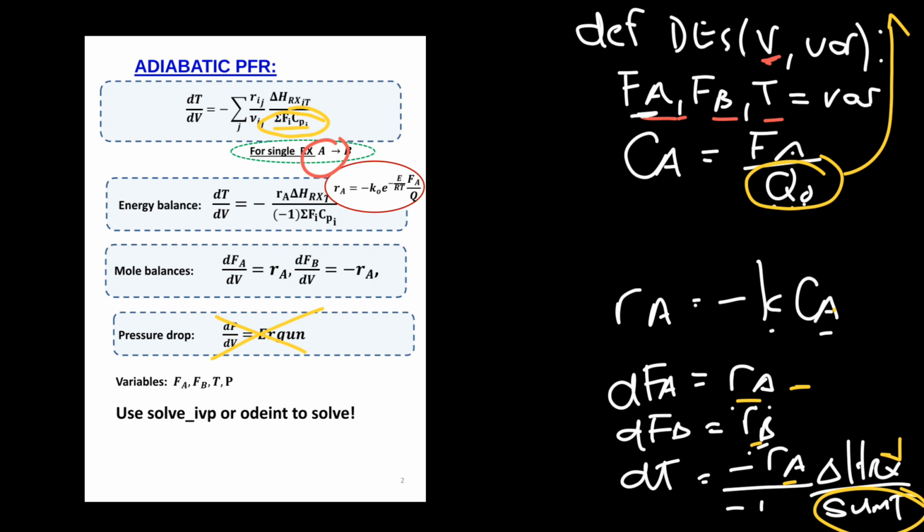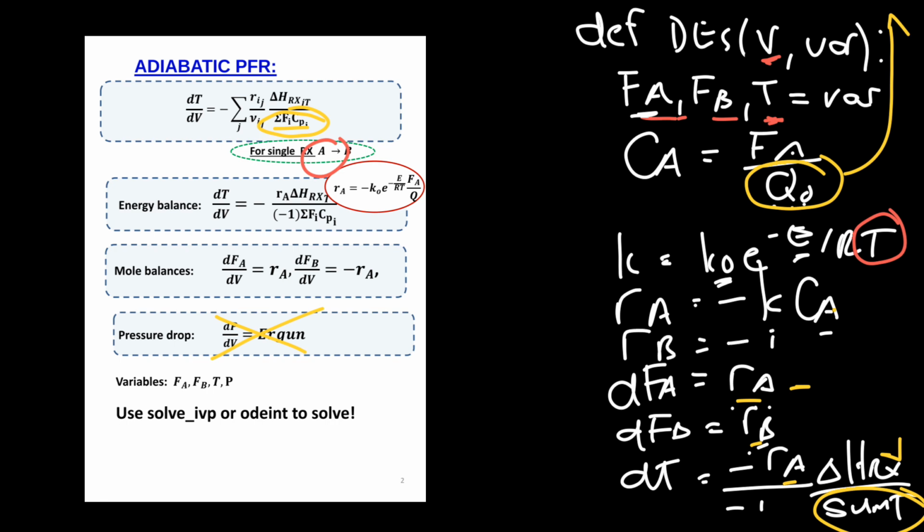For k, I'm going to use my Arrhenius temperature dependence, so that's k is k0 e to the minus E over RT. So let's see, k0 will be a specification, so that's a parameter. Activation energy is a parameter, and temperature is one of the variables, and I will have a value for it at that point where I'm busy integrating. Right, so this is sorted. Now RB, I know that RB is equal to negative RA. So sorted.